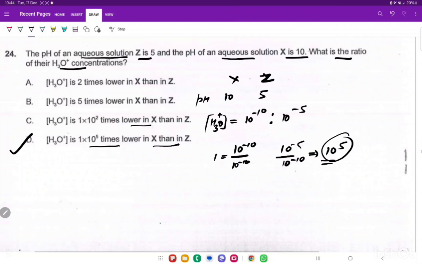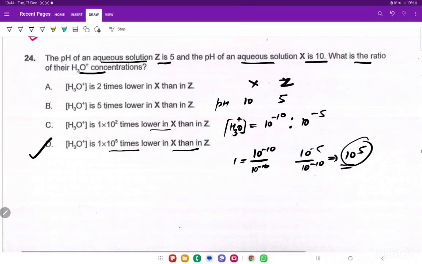Okay. Concentrations we had determined, and then we found the ratio of these two. The ratio comes out to be 1 to 10 to the power 5. It means X is 10 to the power 5 times lower than Z. Answer is D. Question 24, answer D.